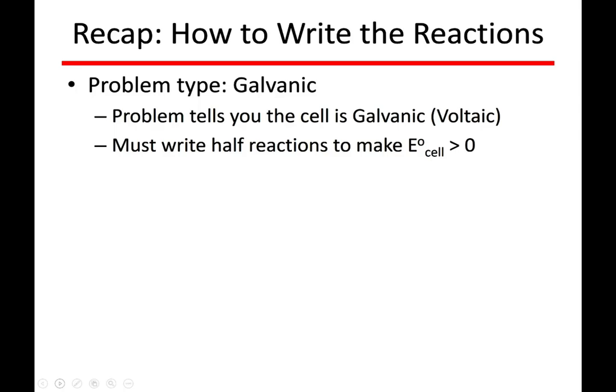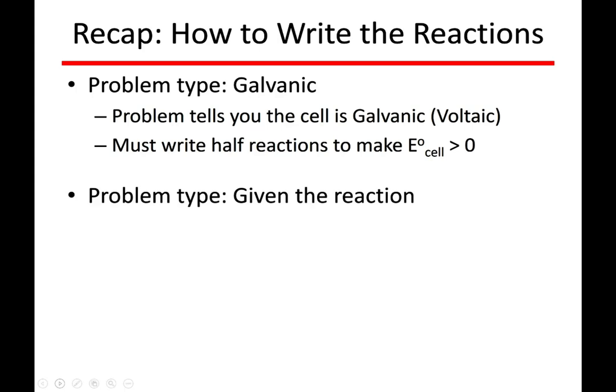That means whichever reaction has the greater value of E0 stays the same, and the reaction that has the lower value of E0 gets reversed. That will guarantee that you get a positive cell potential, and that guarantees that you're writing a spontaneous reaction. When you're dealing with a galvanic cell, you're dealing with whatever reaction spontaneously occurs in your cell.